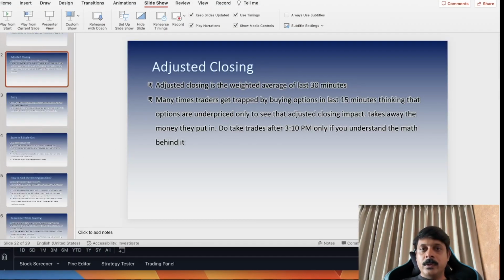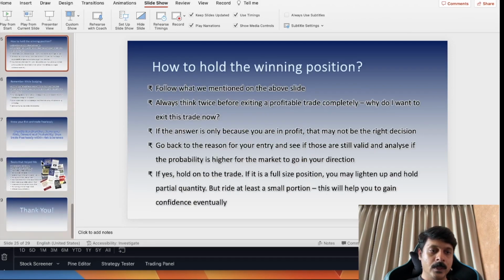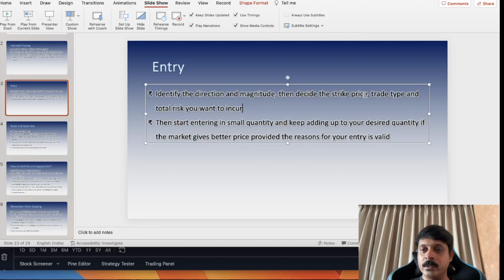Okay, so next we will do something about my entry and exit. For entry, there is nothing much that I do. The entry: identify the direction and magnitude, then decide the strike price, trade type, and total risk you want to incur. This is most important, the total risk you want to incur. That is the most important factor here. Then start entering in small quantities and keep adding up to your desired quantity if the market gives a better price, provided the reason for your entry is valid.